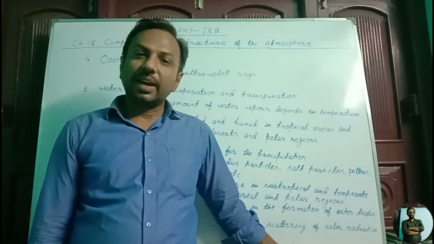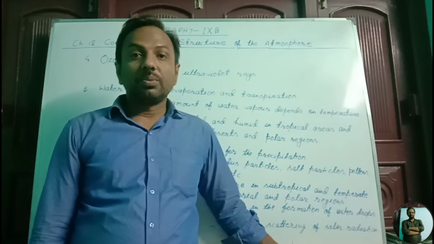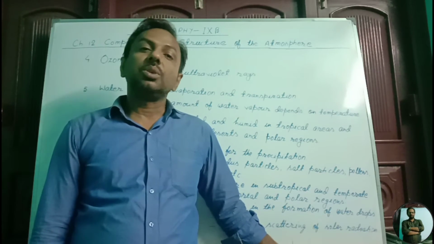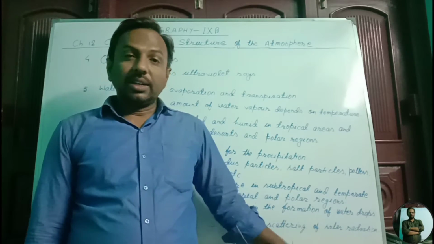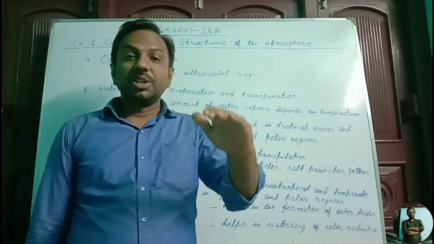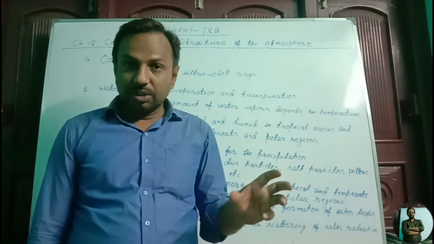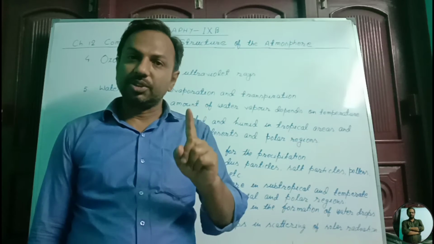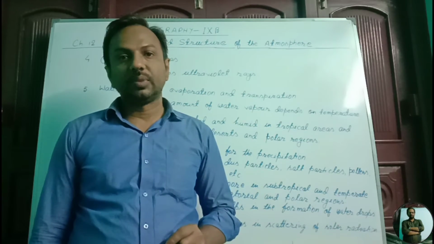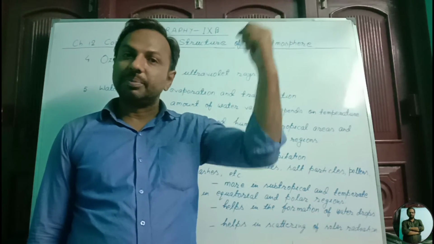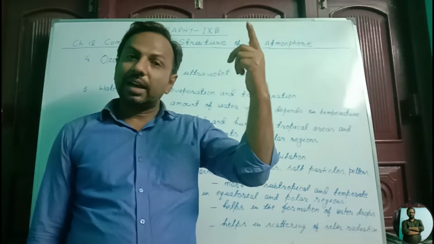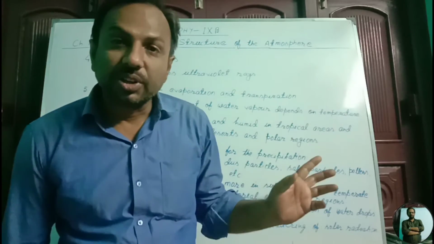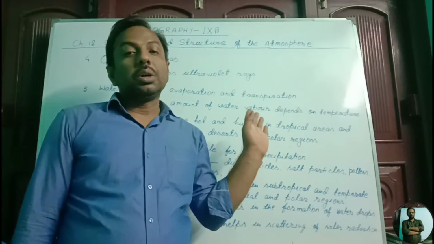While the temperature remains high nearby the earth's surface, the amount of water vapor is also high nearby the earth's surface. As we go higher in the atmosphere, the temperature decreases following the normal lapse rate. After each 166 or 167 meters, the temperature decreases by 1 degree Celsius. So at height in the atmosphere, the temperature decreases. Therefore, at height, the amount of water vapor is also less. So we say water vapor depends on temperature.